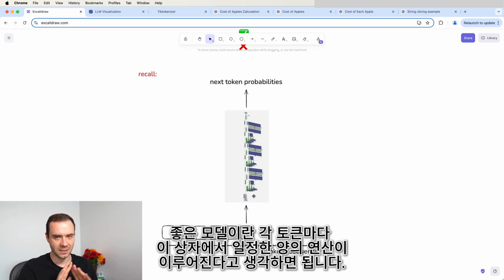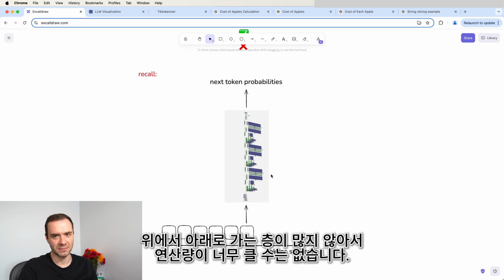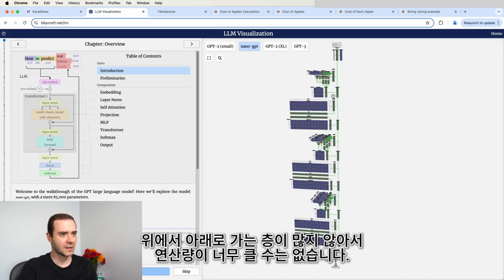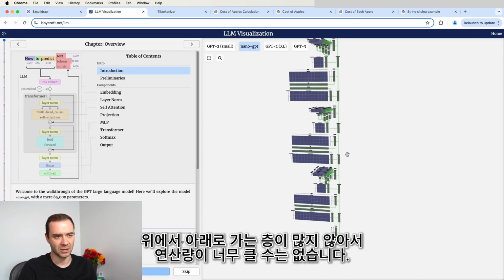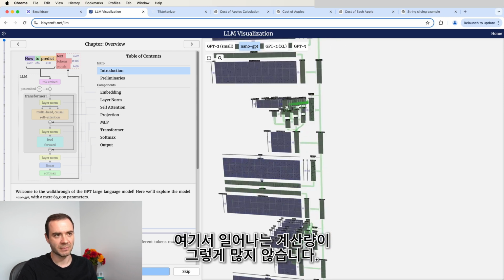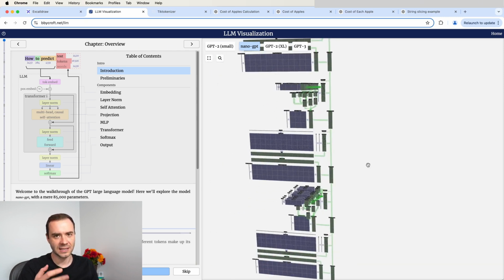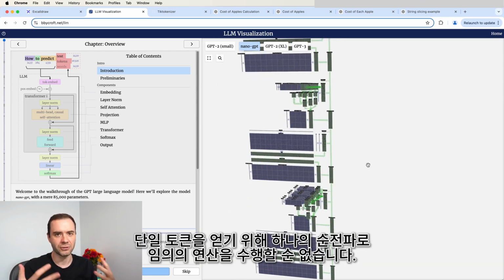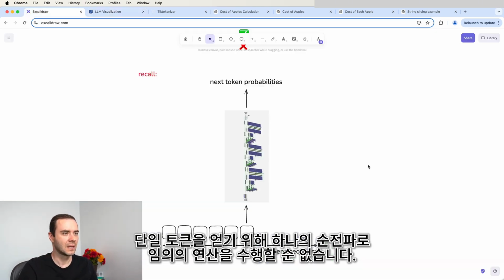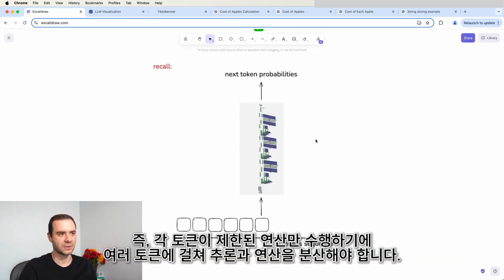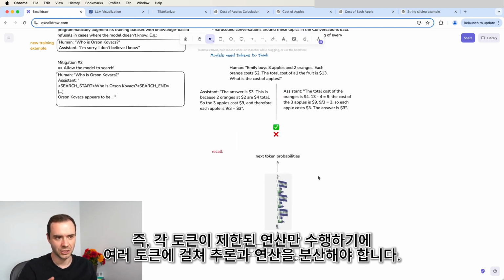So you should think of this, and I think as a good model to have in mind, as a fixed amount of compute that's going to happen in this box for every single one of these tokens. And this amount of compute cannot possibly be too big, because there's not that many layers that are sort of going from the top to bottom here. There's not that much computationally that will happen here. And so you can't imagine the model to basically do arbitrary computation in a single forward pass to get a single token. And so what that means is that we actually have to distribute our reasoning and our computation across many tokens.